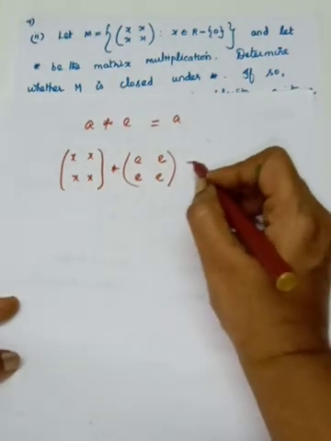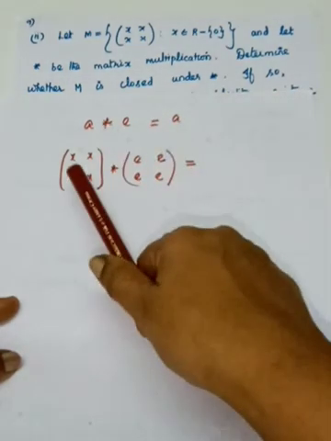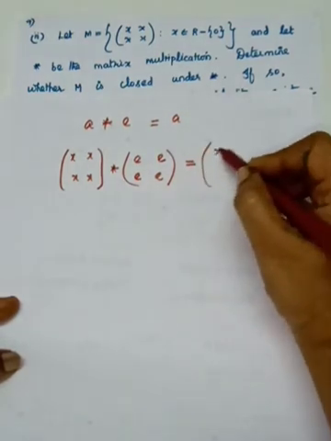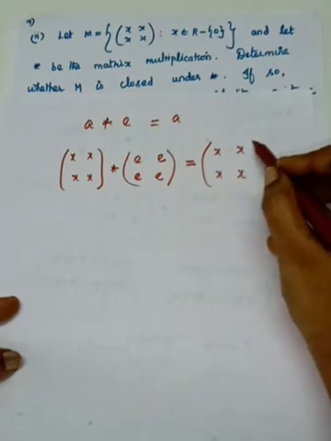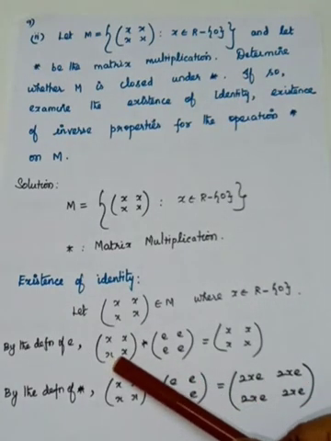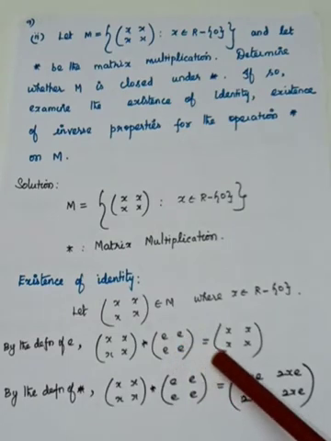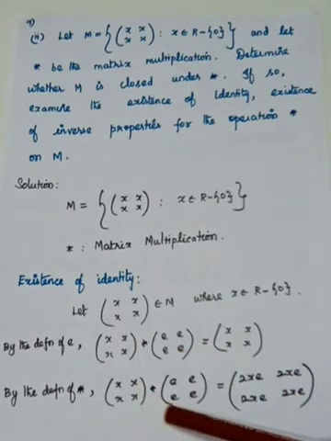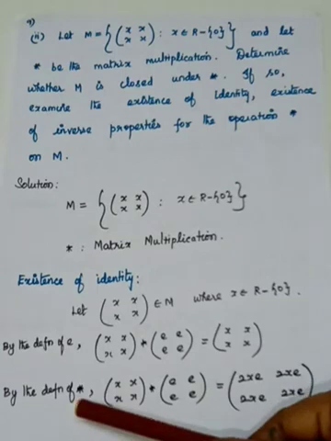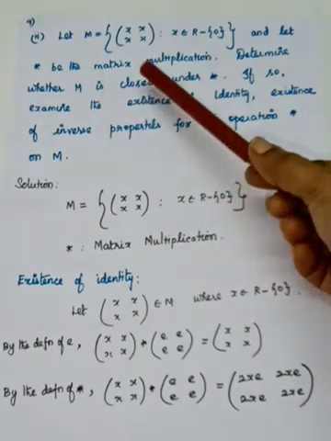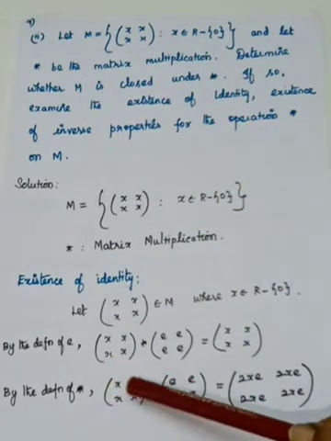According to the definition of identity, what has to come? The same matrix that you have taken has to come. So therefore the answer is x, x, x, x. Here I have used the definition of identity, A asterisk E is equal to A. So this matrix asterisk the identity matrix is equal to the matrix itself. Now take the same thing and use the definition of asterisk. How is the asterisk defined here? It is a matrix multiplication. So you have to multiply these two matrices.